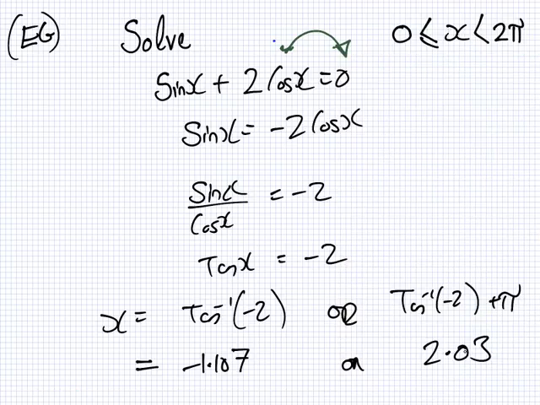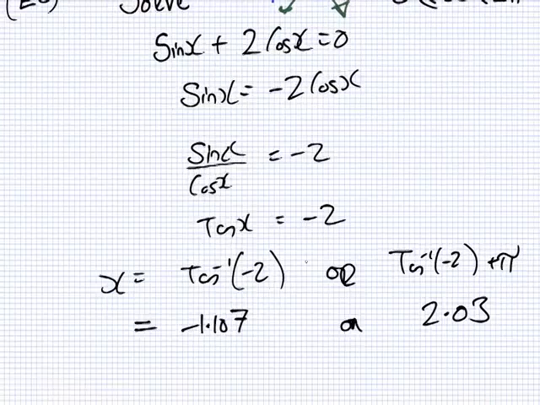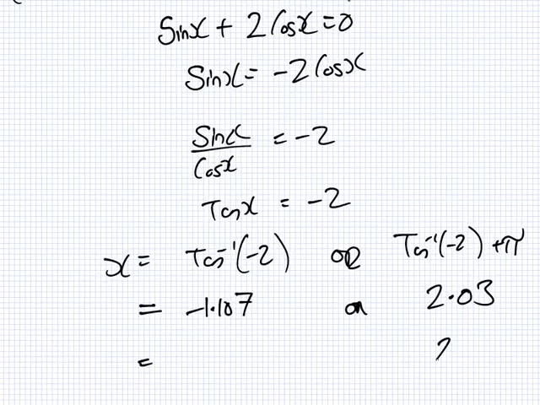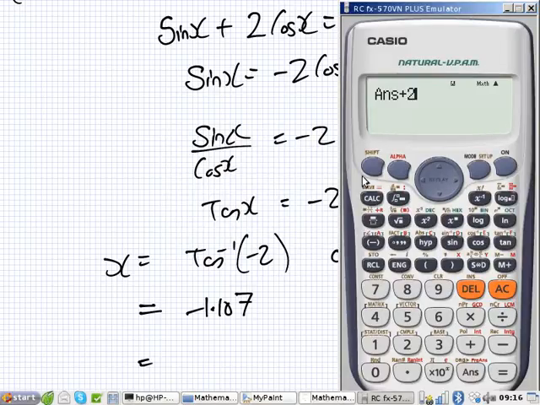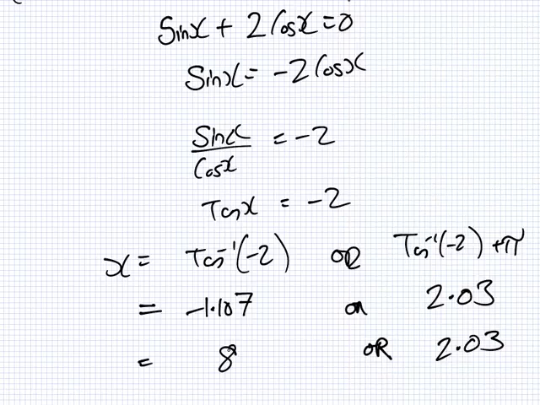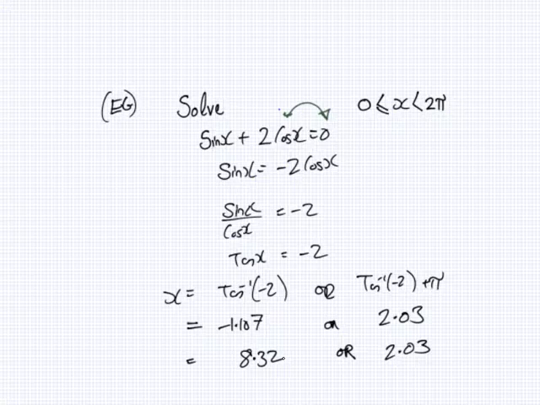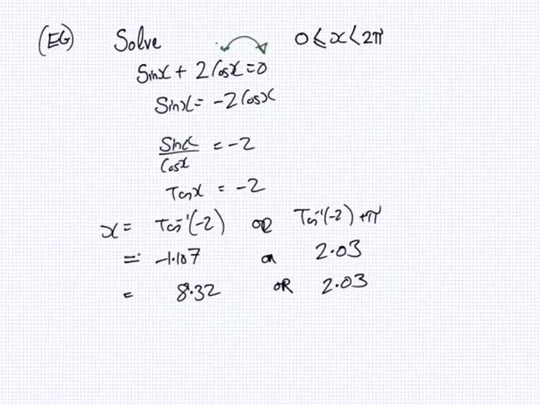So one of these answers I need to fix. Which one is the problem? The minus. How do I fix it? Add 2 pi to fix it. 8.32. Okay, so write this down. We'll do another one.